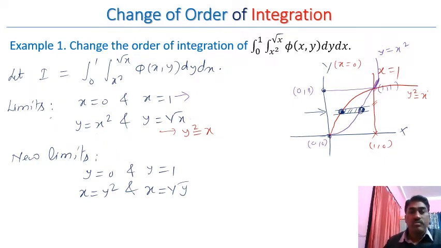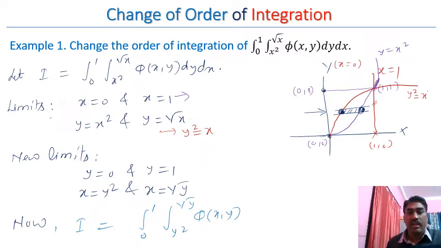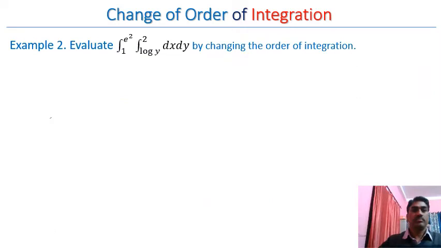Now once we have obtained the limits, write the interchanged order of the integral. Now I is equal to integral from 0 to 1, these are the limits for y, and y square to root y, these are the limits for x. So phi x y, and now this will be integrated first with respect to x, so dx and dy. We have changed the order of this integral.